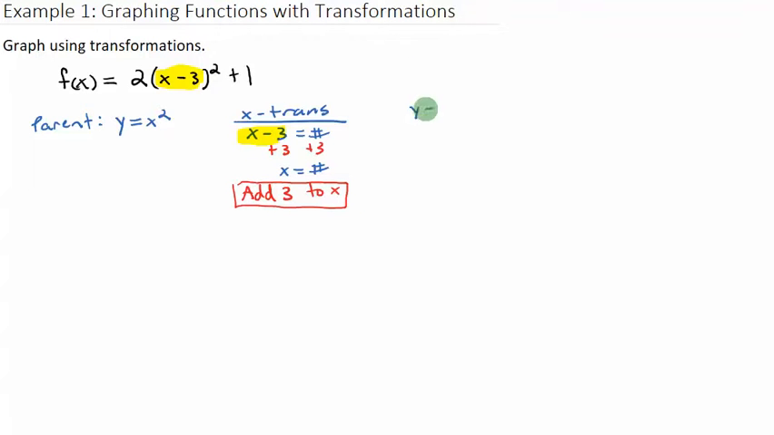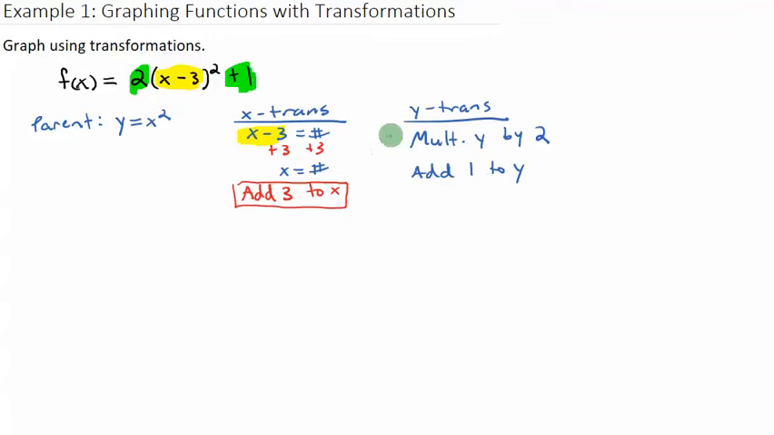Now the y transformations happen outside of the parent operation, outside of the square operation. So that is the 2 and the plus 1. And for those, I go in exactly the order that they're applied to the parent function, to the square. So the first thing that happens to the square is it multiplies by 2. And since it's a y transformation, I'll say multiply y by 2. Okay? And secondly, I'll add 1 to y.